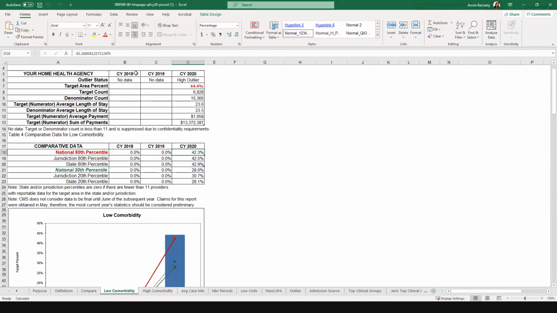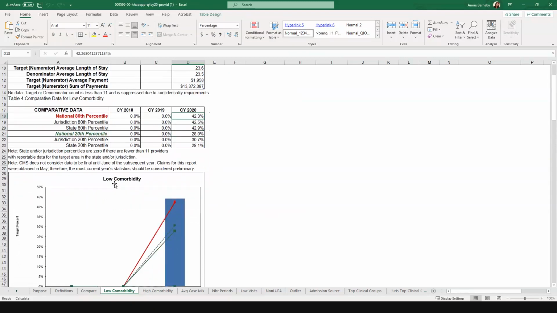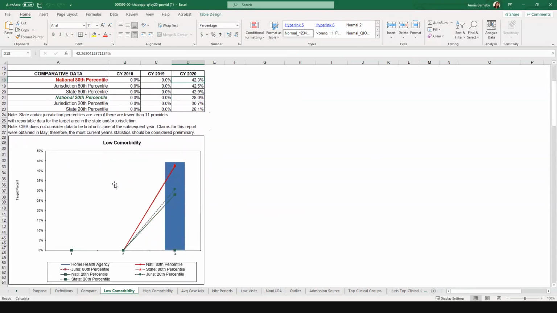So we have each individual's information up here. Then we have the national, state, and jurisdiction information down here. Everything that you could possibly need for each of these target areas is on each of these tabs. So it's really incredible that this is such a detailed free report that everyone can use, that your agencies can use to see your numbers coming in and then where you fall as compared to your peers and those other health agencies in the nation, state, and jurisdiction.